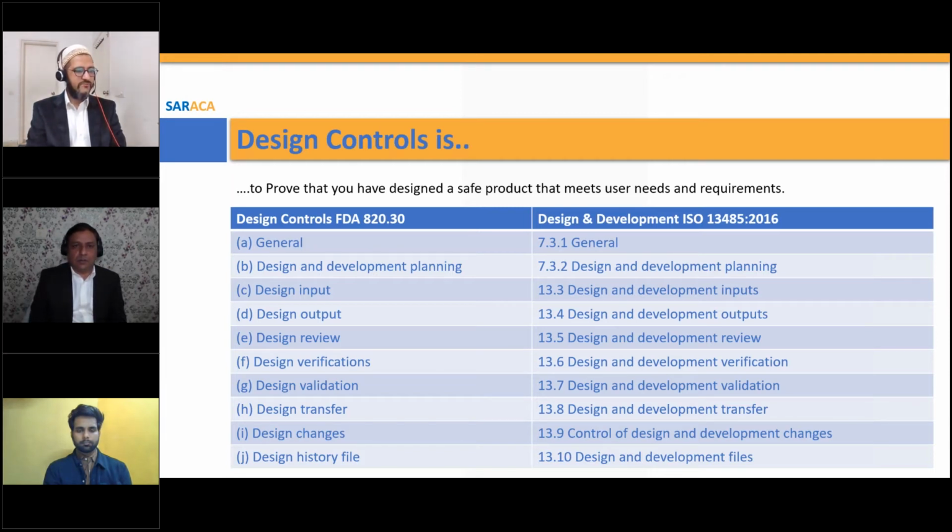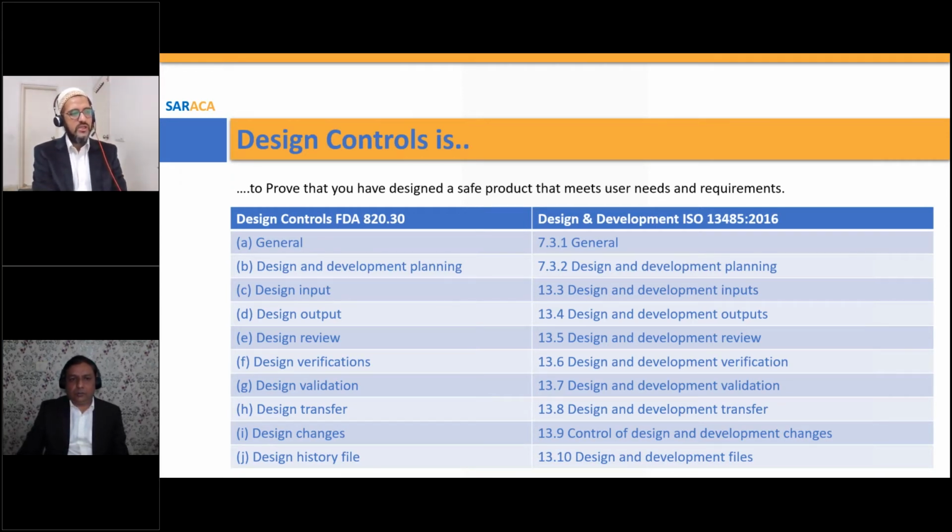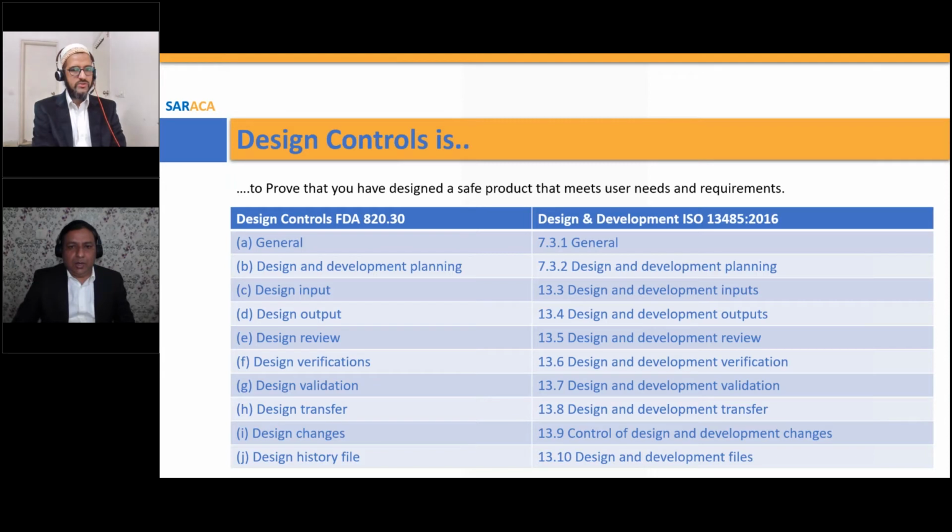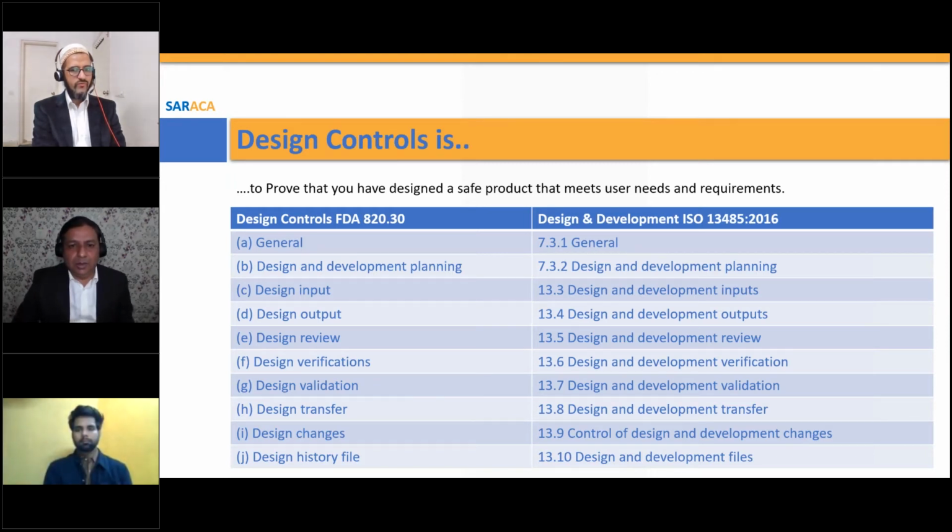Then there's a design history file. Most of the time, regulatory bodies, for example, if you're talking about US FDA, these are the requirements, and if you're talking about 13485, these are the other requirements. For most of the other regulatory requirements, there could be slight differences in terms of what is required, but more or less these are the same. Kuldeep, do you want to add something on design controls? I think no, that's really good.